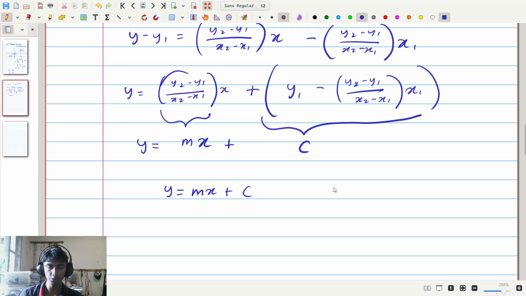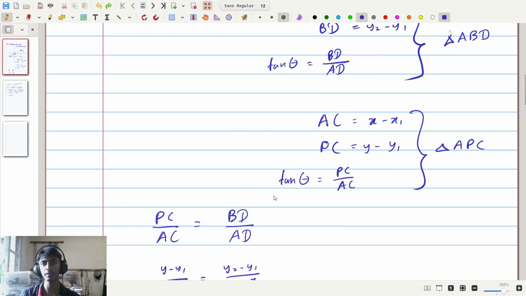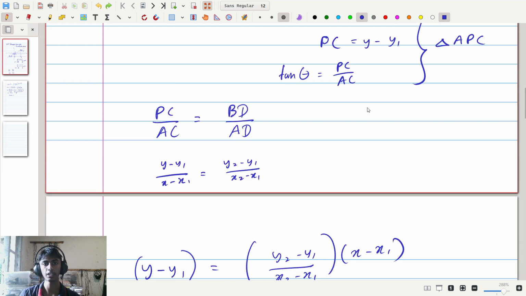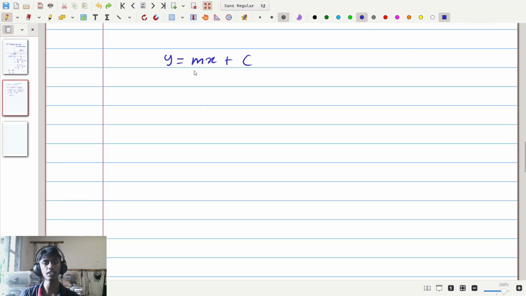One of the most useful properties of this format is that m is equal to tan theta. Here we can see up here, tan theta from this equation is going to be BD divided by AD, which is y2 minus y1 divided by x2 minus x1. So therefore, m is tan theta, where theta is the angle between the positive x direction and where the line is.